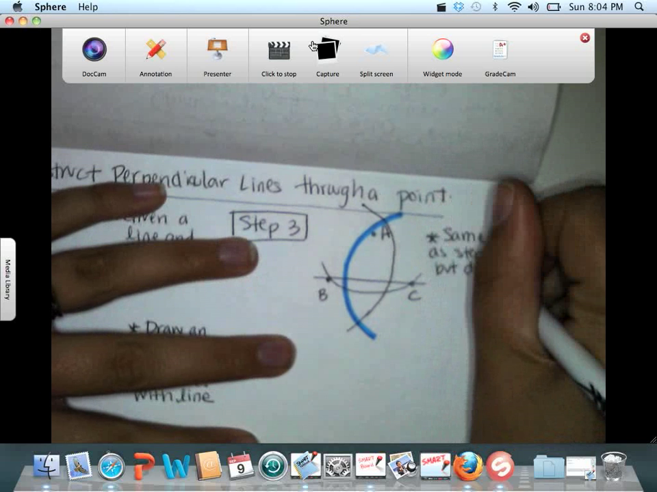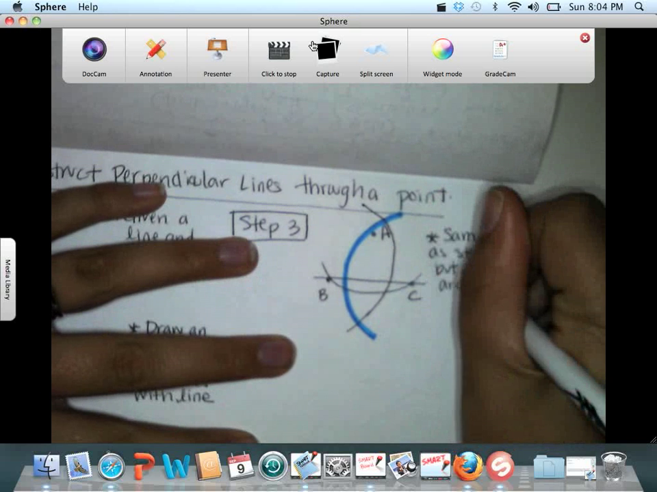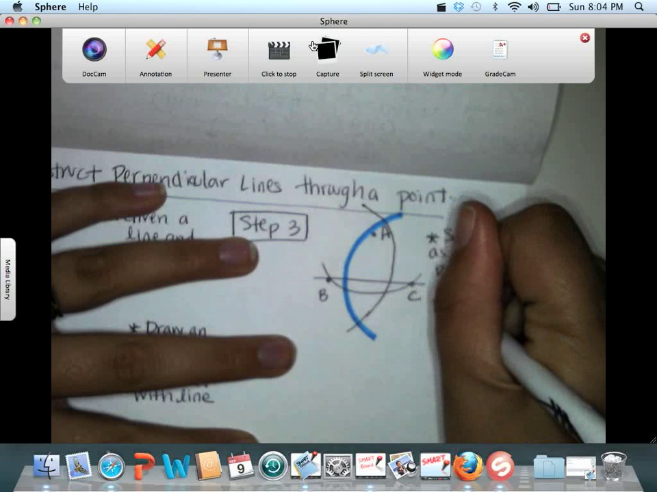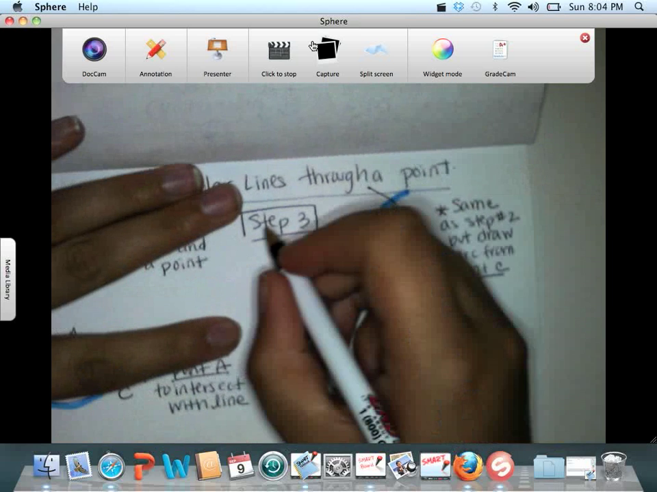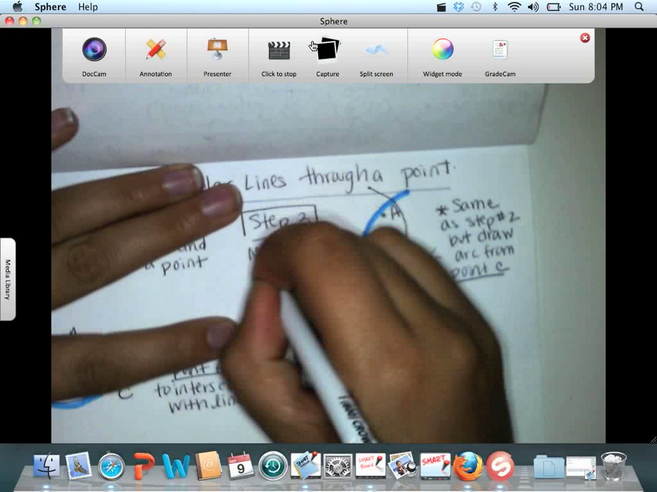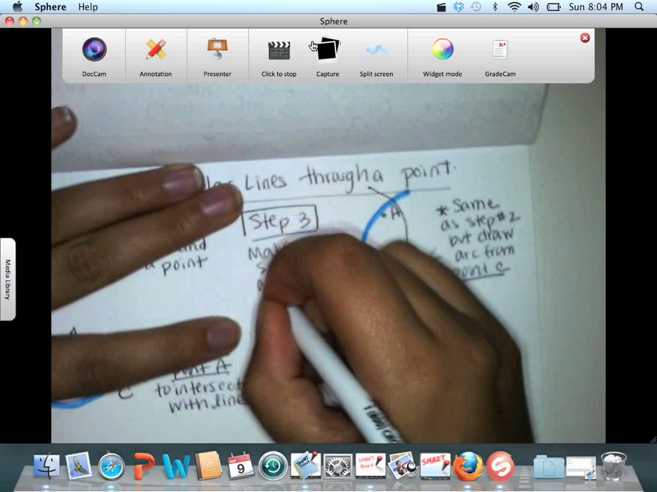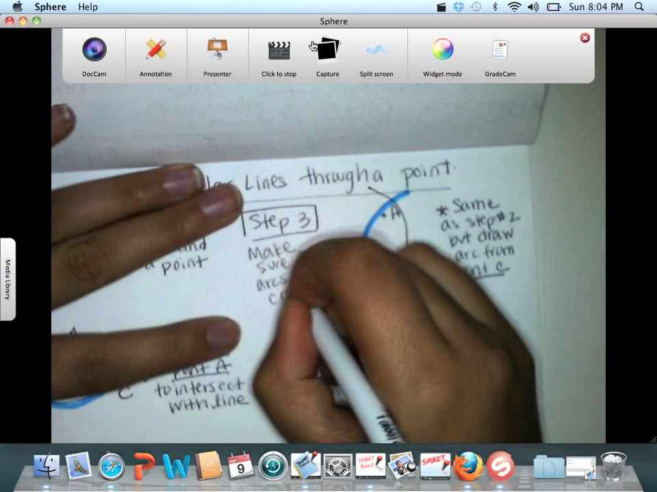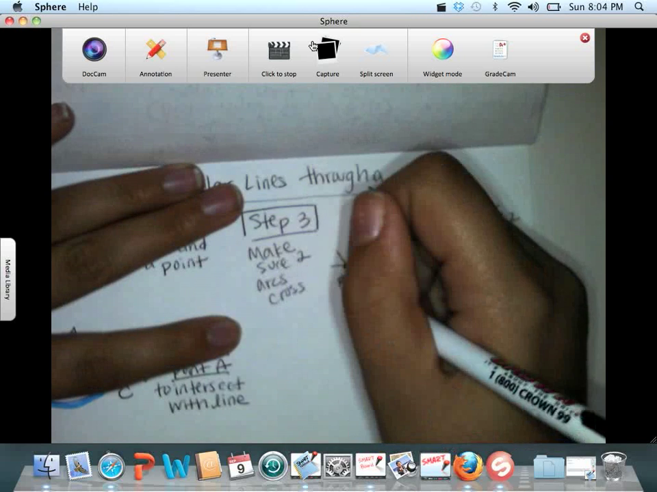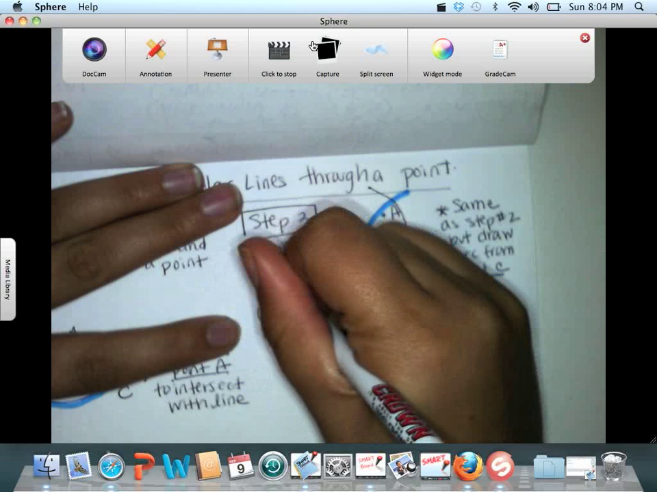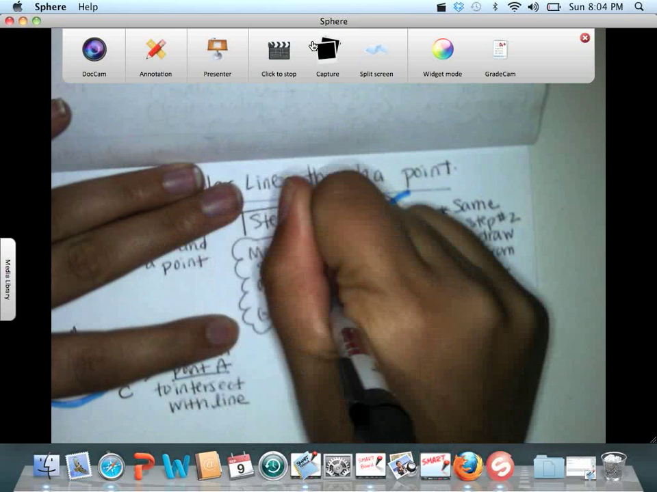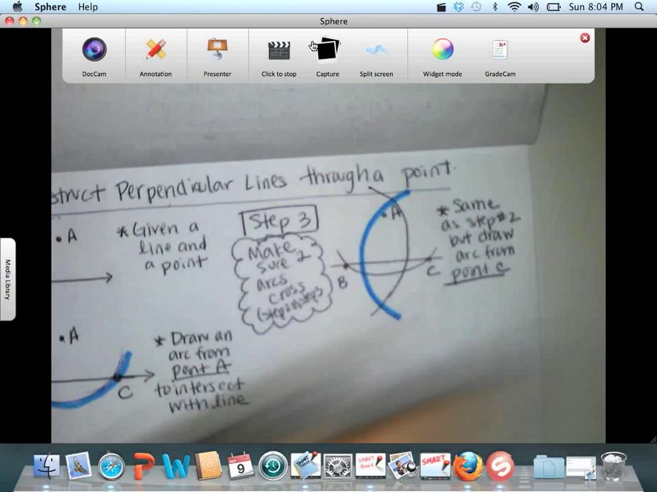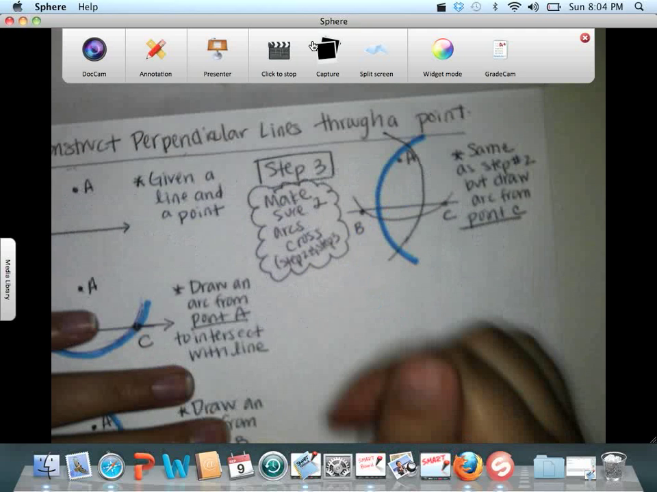Okay, so this is same as step number 2, but draw arc from point C. Okay. You want to make a note. Make sure 2 arcs cross. So that's step 2 and step 3 arcs, not this arc from step 1. Okay. Alright, just one more step.